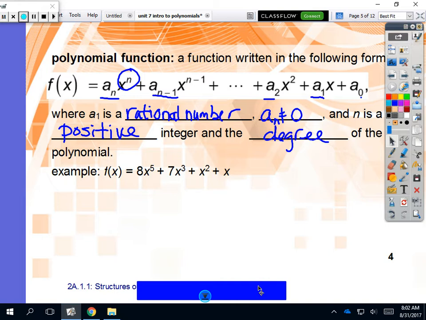So you have the polynomial 8x to the 5th plus 7x cubed plus x squared plus x. What is the degree of this polynomial? Well, let's see, our powers, this has a power of 1. So 1, 2, 3, 5. The powers, again, are these numbers. Don't look at the coefficients, look at the powers. The highest power is 5, so the degree of this polynomial is 5.